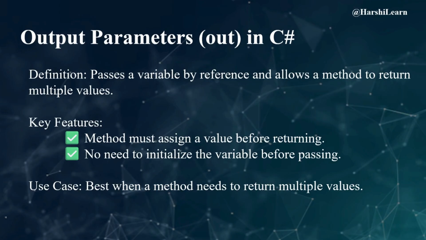You can think of it like ordering food at a restaurant. You don't bring your own plate, but the server brings your meal ready to eat before handing it over. Similarly, the method fills the value before sending it back. This is useful when the method needs to return more than one piece of information. For example, getting both the largest and smallest number from a list. Now, let's see how it works with a simple example.